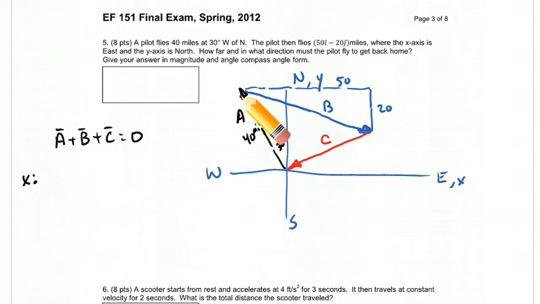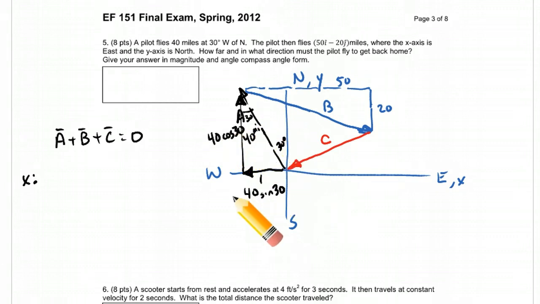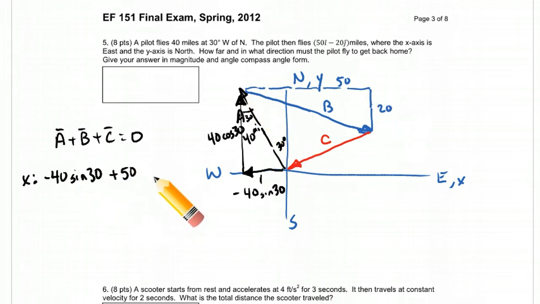The x component of A here, if I were to sketch out a triangle right here, is going to be negative, and the y component is going to be upward. Okay, and this is going to be 40. My 30 degrees is also right here, so it's going to be 40 sine 30. And my y component is going to be 40 cosine 30, and this one's going to be negative. Alright, so for the x, minus 40 sine 30 plus 50 plus c sub x, the x component here.